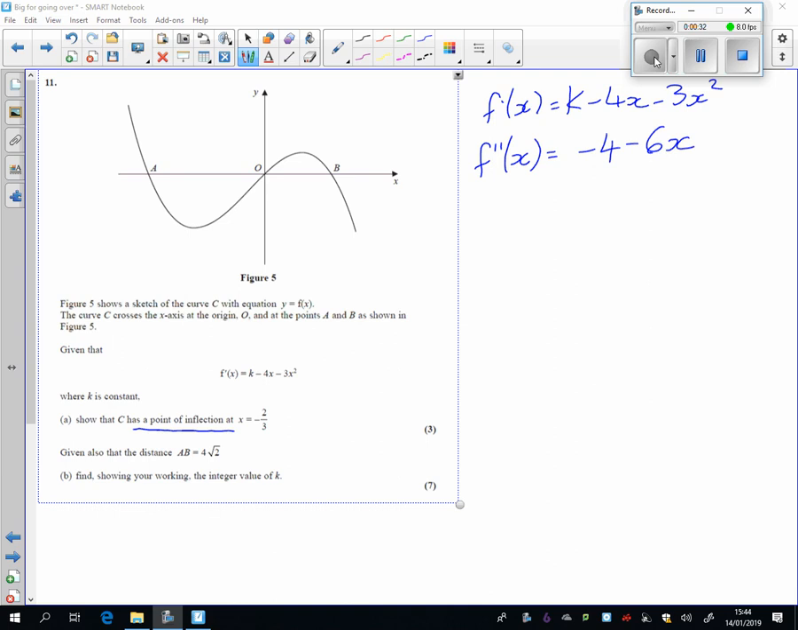And at the point of inflection, f double dashed of x equals 0. And so minus 4 minus 6x equals 0. What's that? Minus 4 equals 6x, and so x equals minus 2/3.